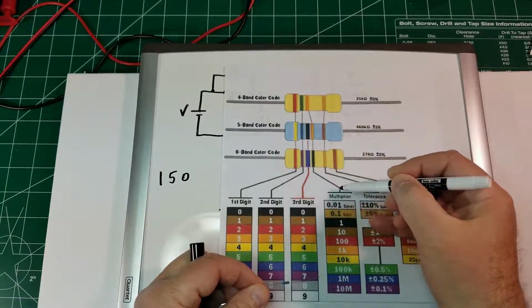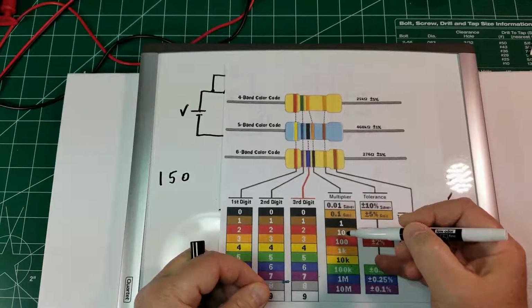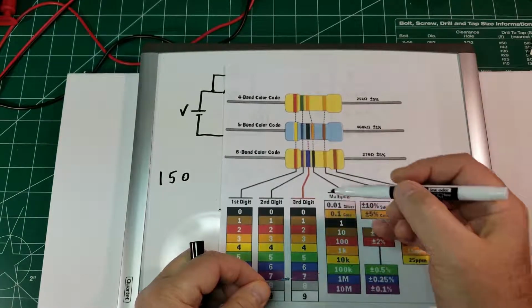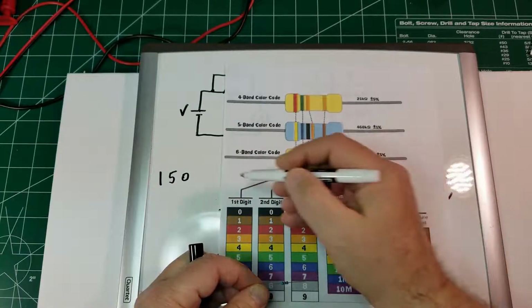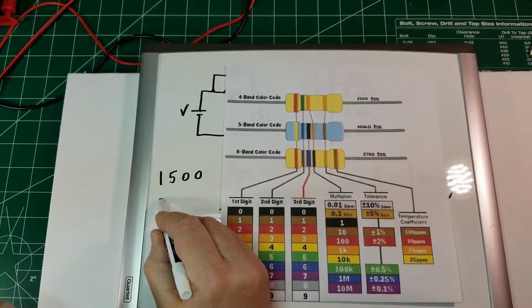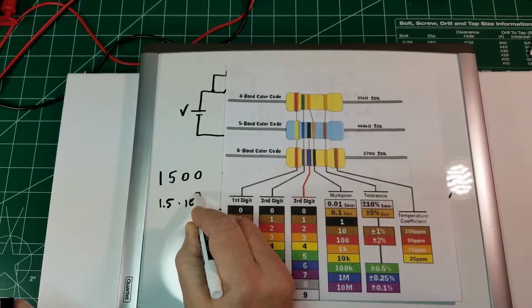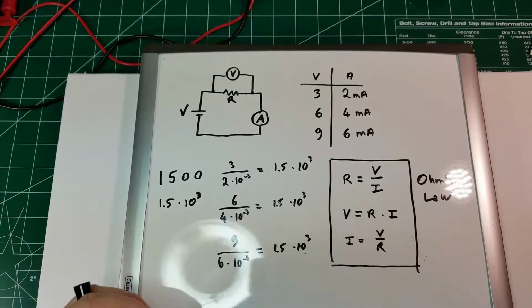So following the path here, this is a multiplier, see? So this is not a digit that we write down, but this is a multiplier. And brown is a 10, which means that we multiply this number that we just wrote by 10. And the result is 1500, which we can also write as 1.5 times 10 to the power of 3. This is the resistance that we actually found before, right here.